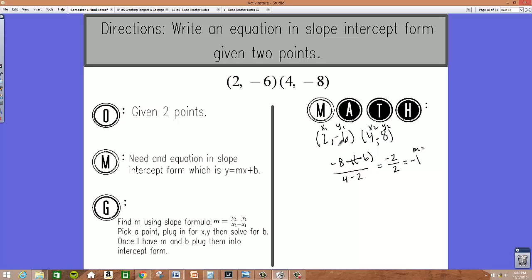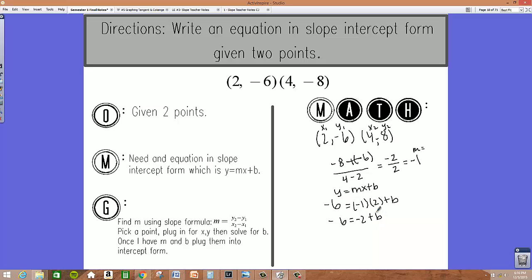It doesn't matter which point you pick. Since (2, -6) has smaller numbers to work with than (4, -8), that's the point I'm going to pick. I know -6 is my y value, so I'm going to plug in -6 into the formula y equals mx plus b. My m is -1, and my x value that goes with -6 is +2. When I simplify, I'm going to get -6 equals -1 times 2, which is -2, plus b.